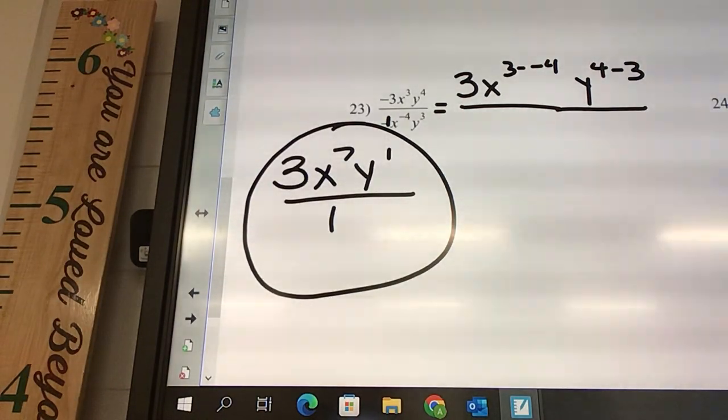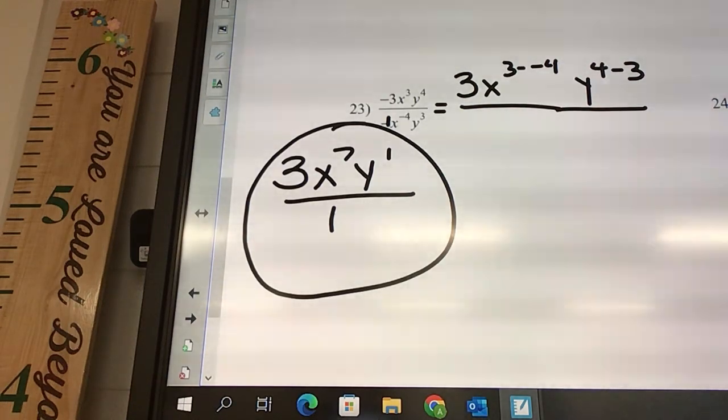Okay, you guys got 12 to do. Get them done, and then put it in the box back there.